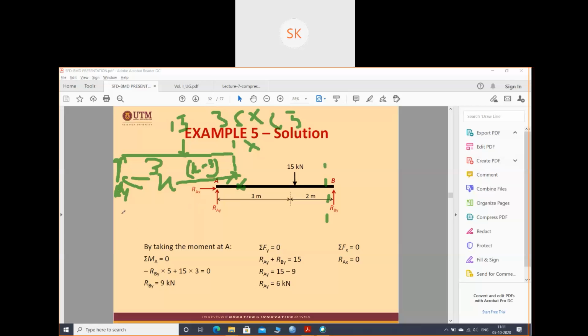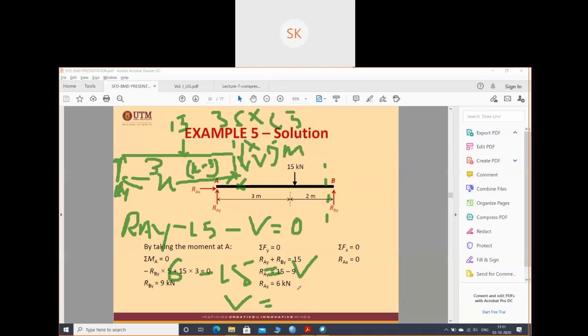Now at this section I'll have one shear force V and one moment M. So summation of all the vertical forces: RA, which is positive, minus 15, right? This is downward, again minus V equals 0. Now we know RA is 6 kilonewton, right? So 6 minus 15, if I take V on that side, V will be 15 minus 6.